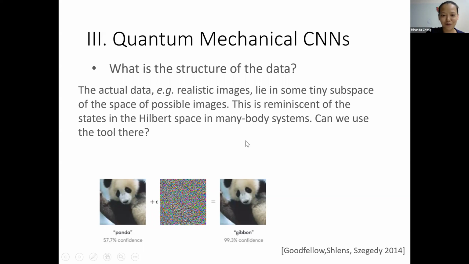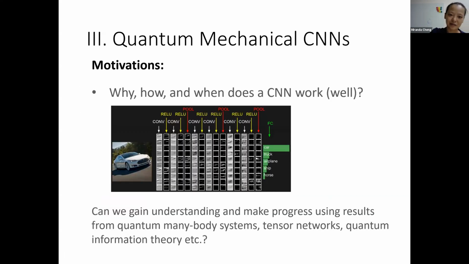So this is how they could find this very specific type of noise to add to screw up your network. And in order to prevent that from happening, you need to have a good understanding of the structure of the subspace where the data is living in. And we also want to understand why such a thing works well.